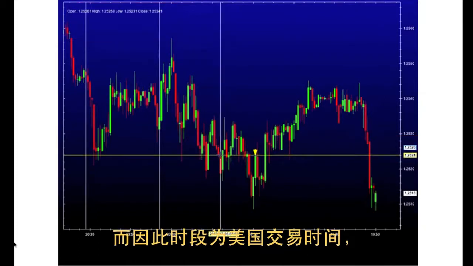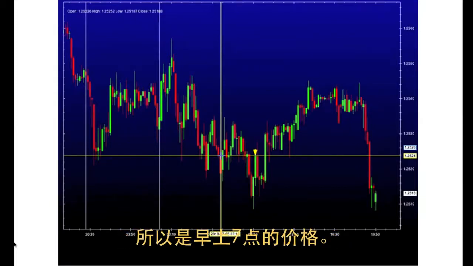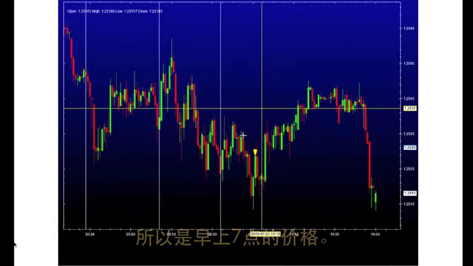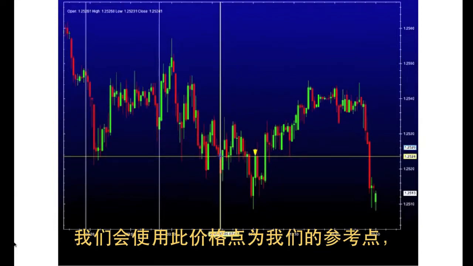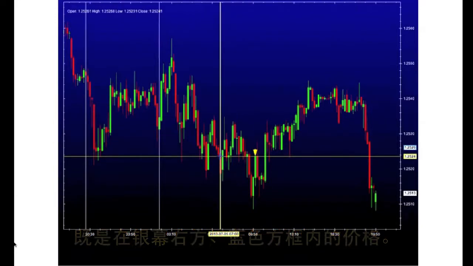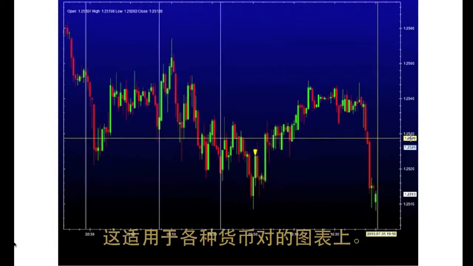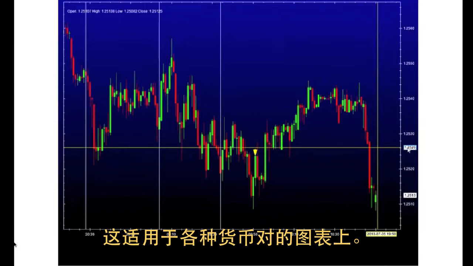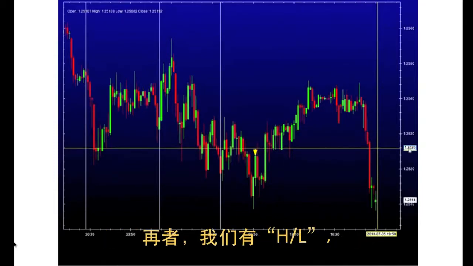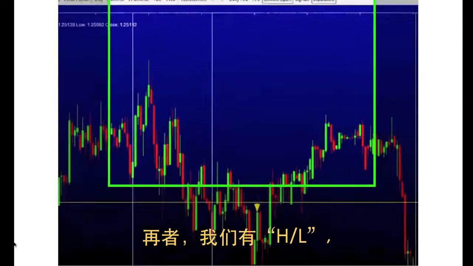So the calculation on this chart from the session that you're trading, here this happens to be the US session, is going to give you the open price for 7 o'clock in the morning. So we can use it as a reference point. And you'll be able to see it on the right hand side of your screen in this blue little box. And this will be for every currency pair that you may open.